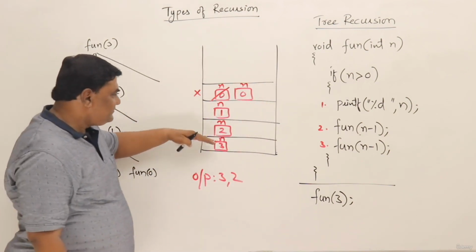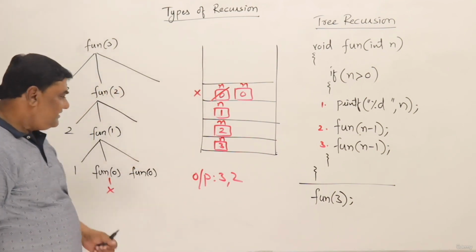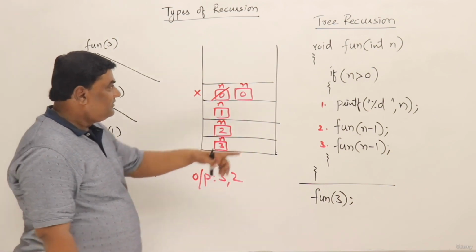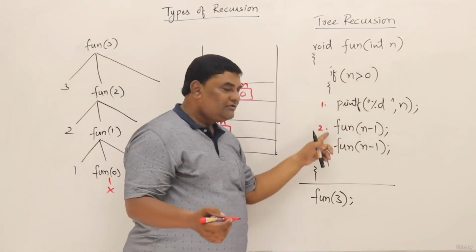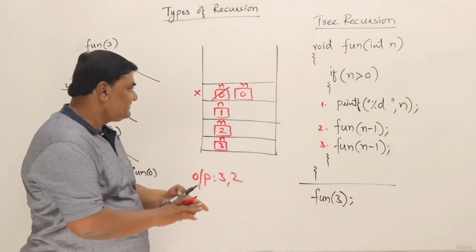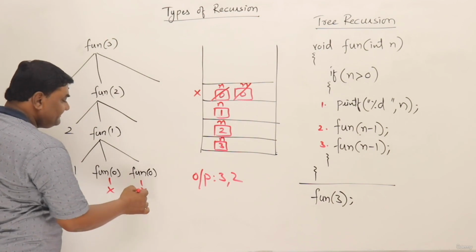So now again the size of the stack is 4. Next, for fun of 0, this is 0. 0 is not greater than 0, so it's not going to enter inside the function's body. So this activation record is deleted and this function terminates.